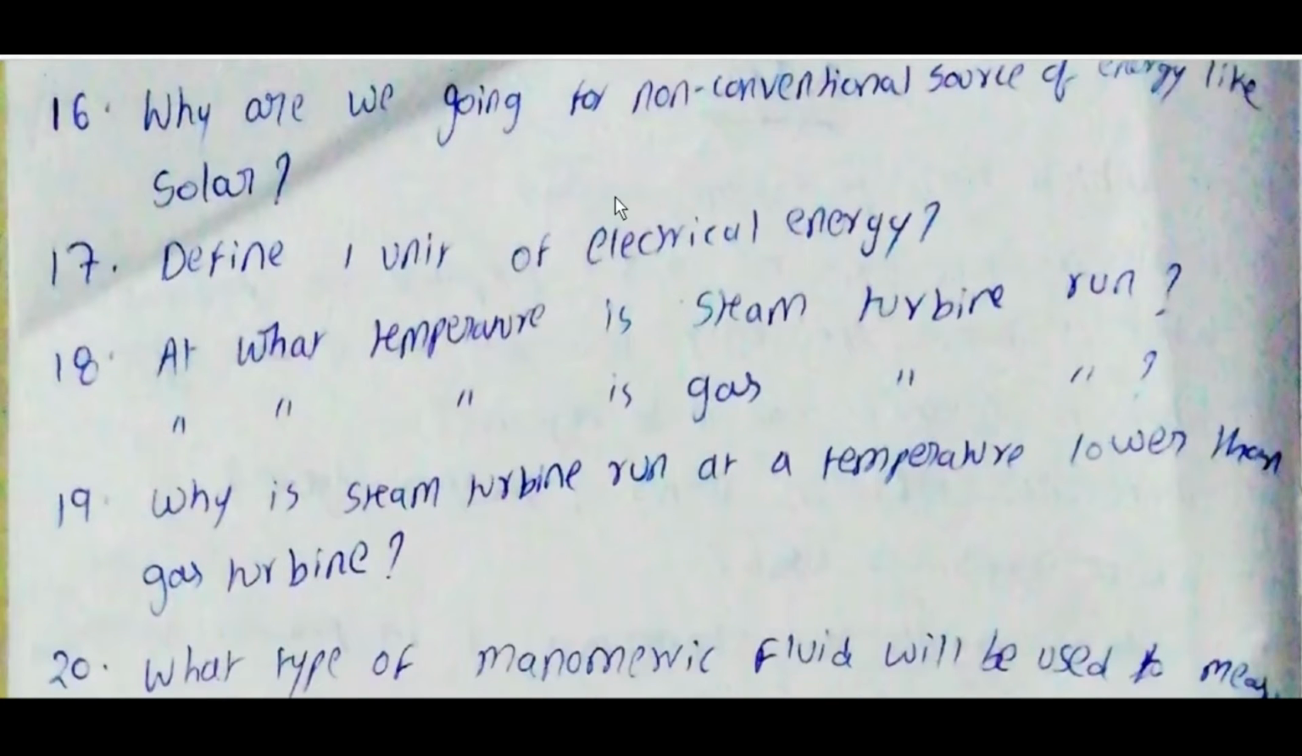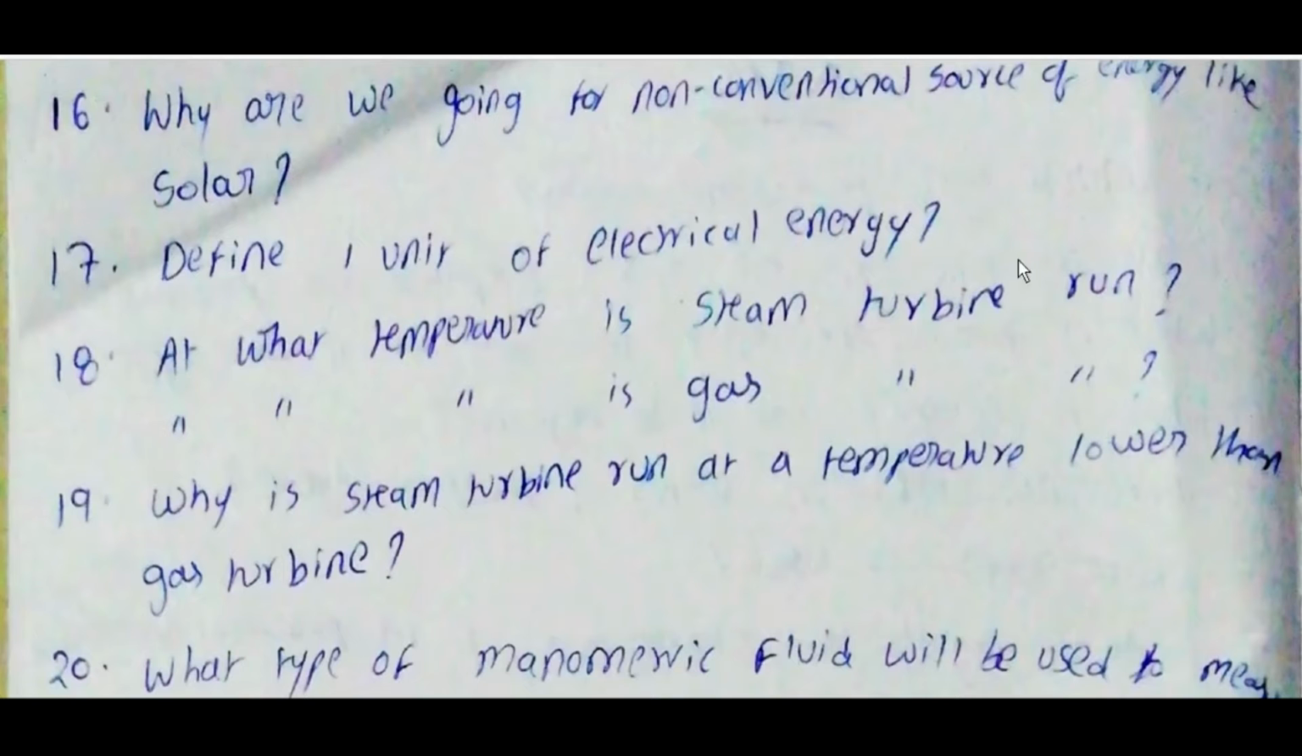Define one unit of electrical energy. The basic unit of electrical energy is the kilowatt hour, represented by kWh. One unit of electrical energy is equal to 1 kilowatt hour. In simple terms, 1 kilowatt hour is the amount of energy used by 1 kilowatt, that is a 1000-watt electric heater, for 1 hour. Another example is ten 100-watt light bulbs used for 1 hour.